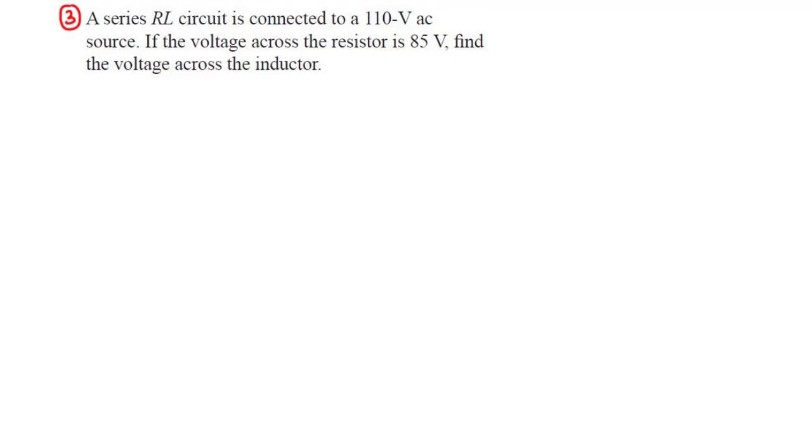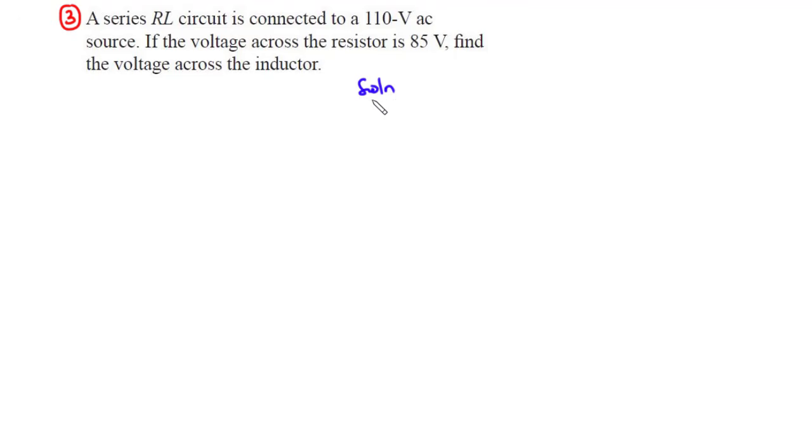So in this video, our focus was directed towards a purely resistive circuit, purely inductive circuit, and also a purely capacitive circuit. Now in the next video, we are going to look at a series RL circuit, a series RC circuit, and also a series RLC circuit. Now even before that, let's try this example on this RL circuit. A series RL circuit is connected to a 110 volt AC source. If the voltage across the resistor is 85 volts, find the voltage across the inductor.